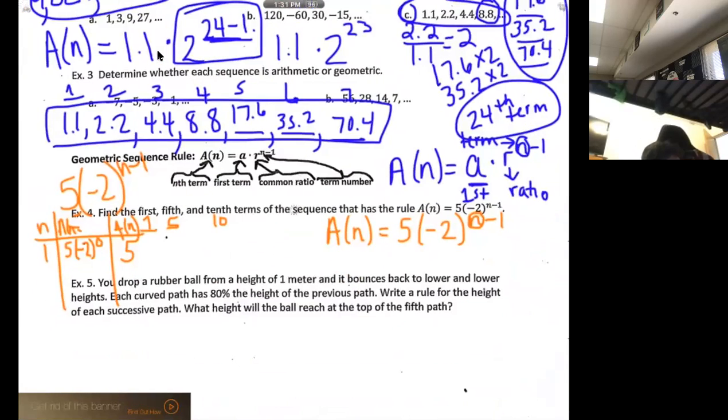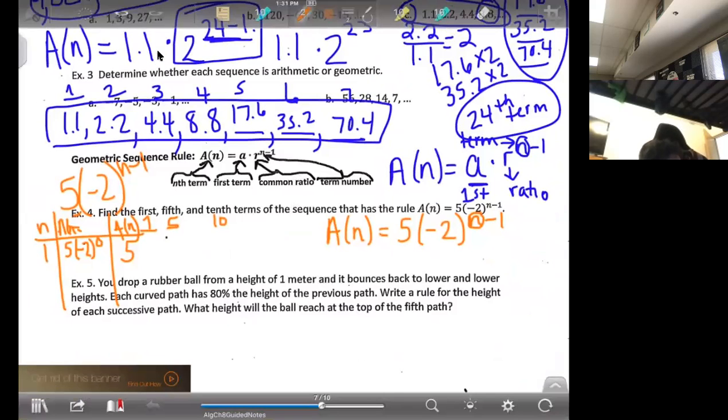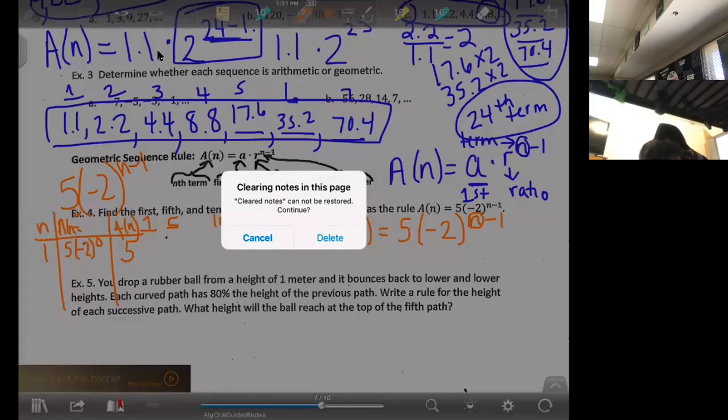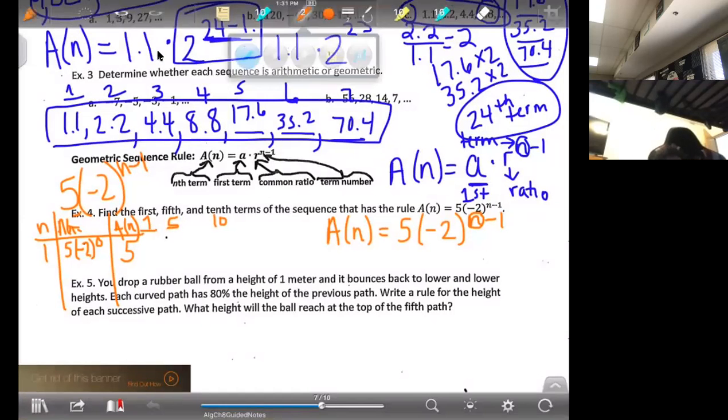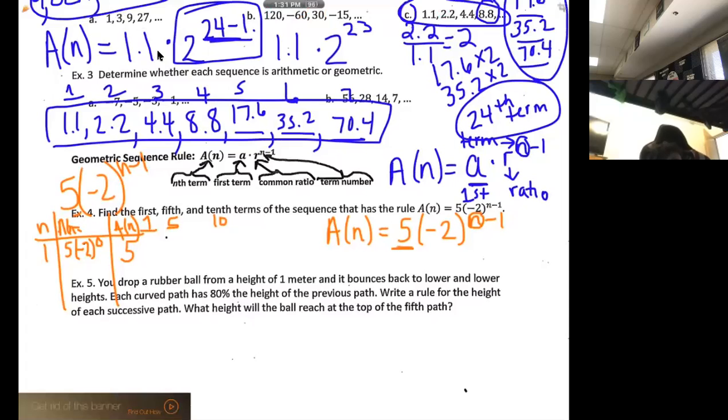If you notice, remember our equation? This guy is always the first term. So we didn't even have to do the math if we recognize that this is always the first term. Okay, now we're going to plug in 5 for n. So that's going to be 5 times -2 to the 5 minus 1.